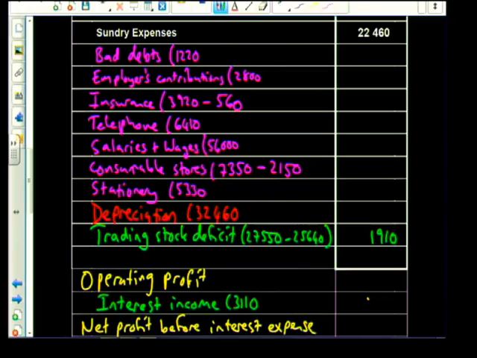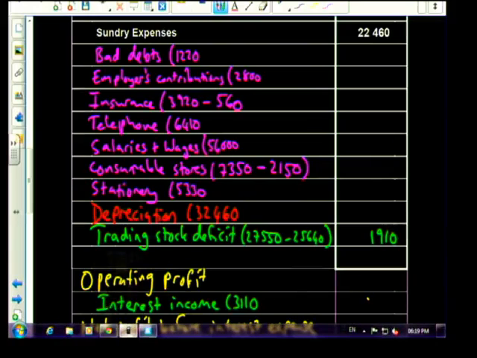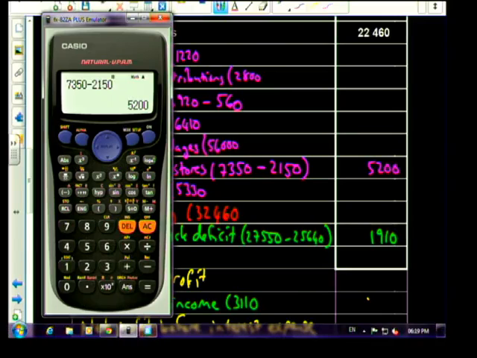So in other words, what this shows you is that you started with consumable stores of 7,350. That's what you spent on them. And out of that, there was 2,150 that were left over at the end of the year. So we actually only used the difference between the two, which we can calculate and put in the income statement. We will take the 7,350, which we bought. We will subtract the 2,150, which was on hand, and that gives us 5,200 Rand worth of consumable stores that were actually used, because that 2,150 is left over, we can reuse them again next year.